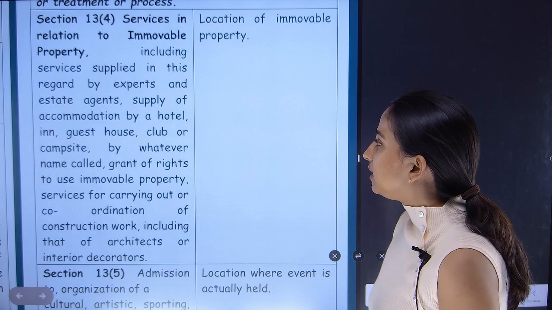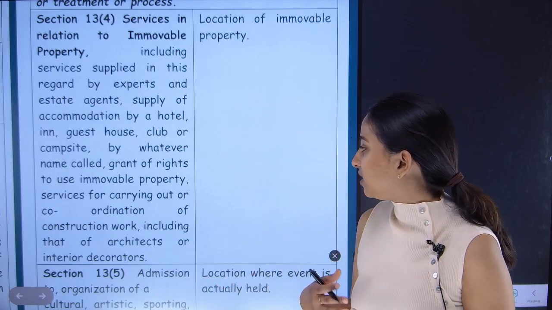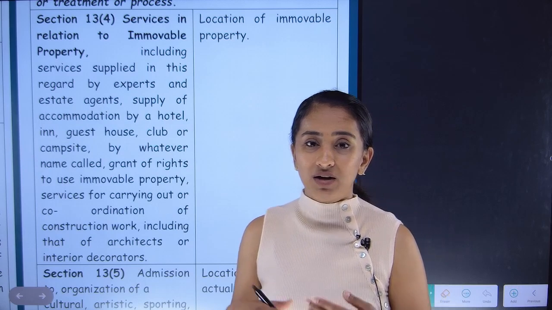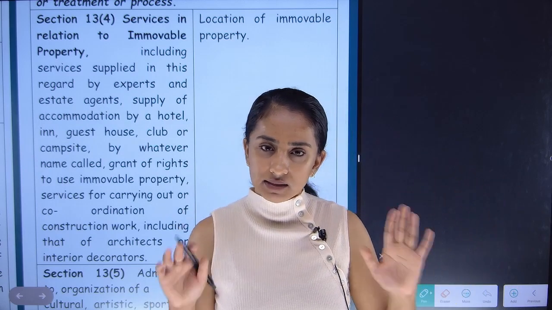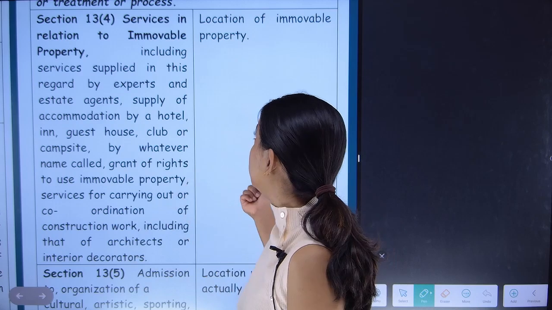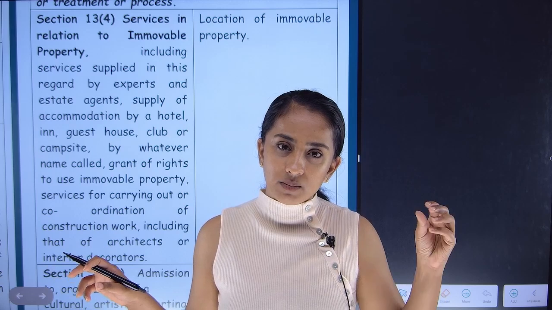Now, I told you, let's say there is some guest house, club, immovable property, construction work, architect, interior decorator, etc. Same case, whatever we saw in the earlier part, same. Location of the immovable property. Where is the immovable property located? Let's say this property is located in Australia. You are giving some architect services from India.